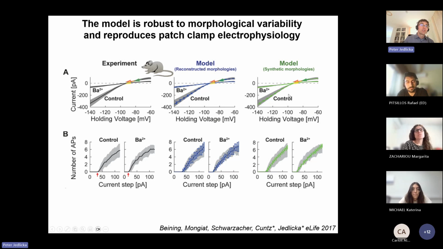But you see here also simulations with green curves. So here we inserted the channels into synthetic morphologies. I have not explained to you how we generated them, but I will very briefly. So yeah, you have to be patient there.